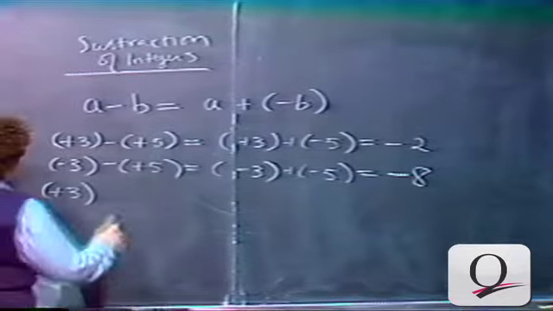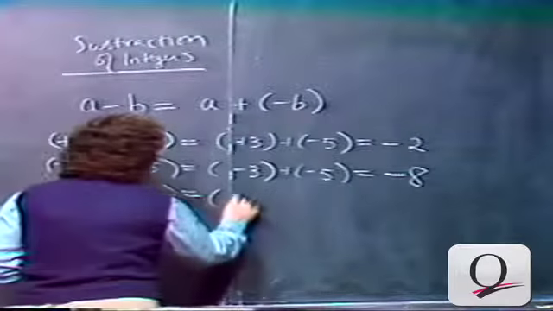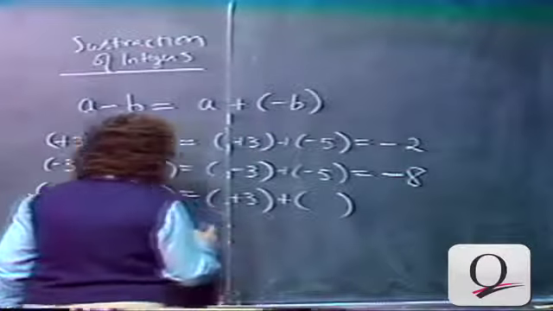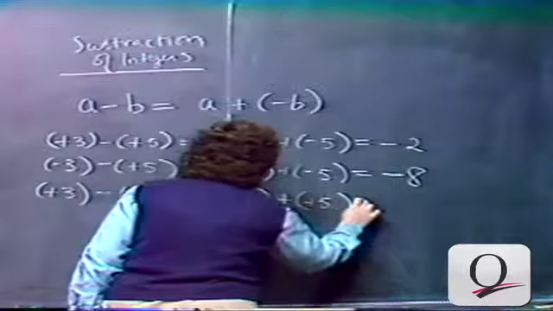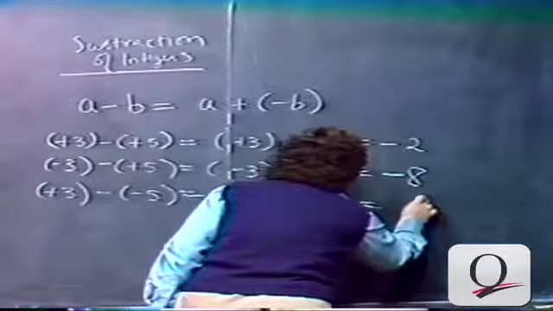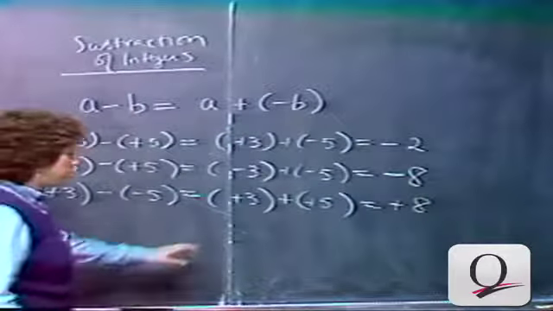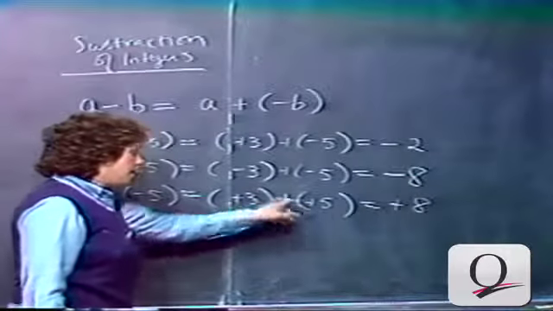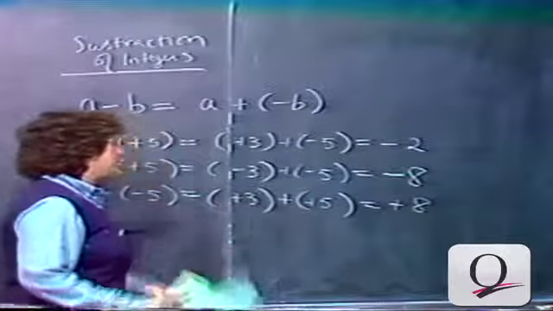Plus 3 take away a minus 5 would be plus 3, and then add the opposite of minus 5, which of course is plus 5, giving us plus 3 and a plus 5, which is a plus 8. Of course, 3 plus 5 is 8. We knew that before we started algebra. But here, think of them as signed numbers, same sign. Add the corresponding natural numbers, the 3 and the 5, and prefix with the common sign.